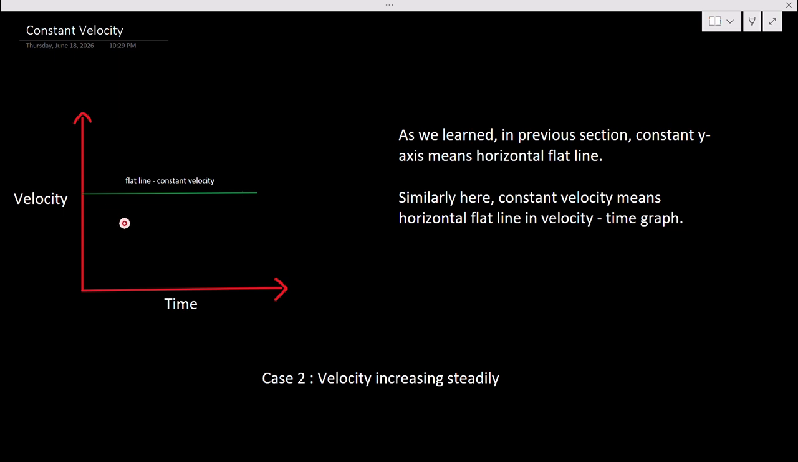Case two is that the velocity is increasing steadily. It's the same as case two of the distance time graph, where the distance was increasing steadily, and we called it uniform speed. This is uniform velocity. Now this is velocity increasing steadily.